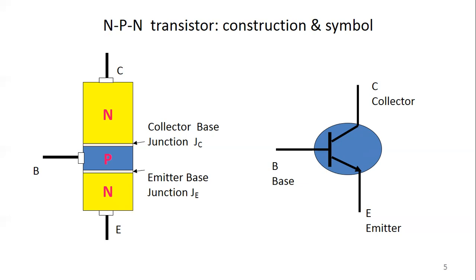So this is the basic construction. When it comes to the size of these regions, the base has a very little width, the emitter region has more width, and compared to the emitter region, the collector region has again more width. So there is a very minute width of base, then a greater width of emitter region, and a still greater width of the collector region.